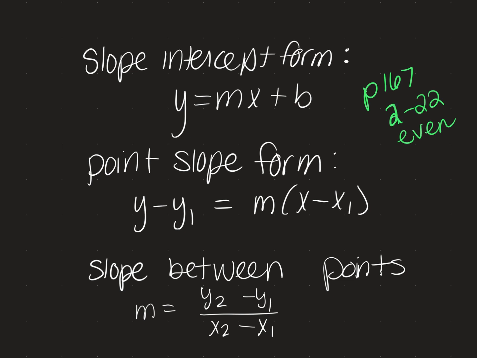All right. So on page 167, we are going to do 2 through 22 even. Okay. So your first 6 require graphs. Your last 1, 2, 3, 4, 5 do not. Okay. Don't take that off. I'm going to write this little thing. No, you're fine. I'm going to leave it there.